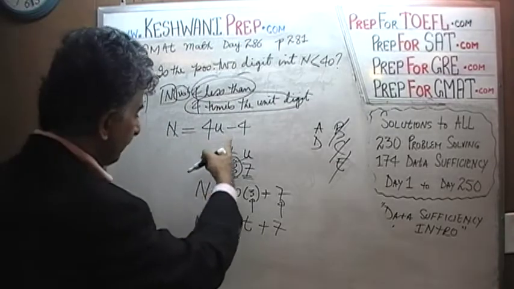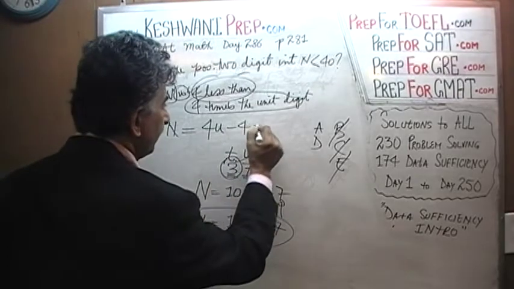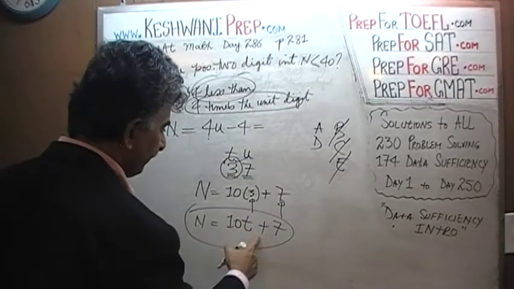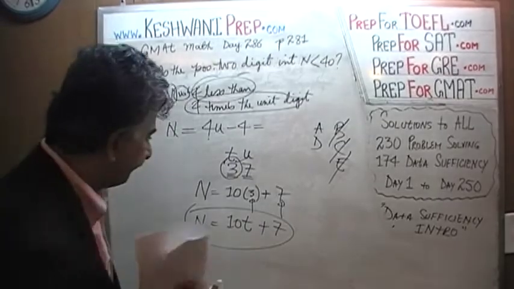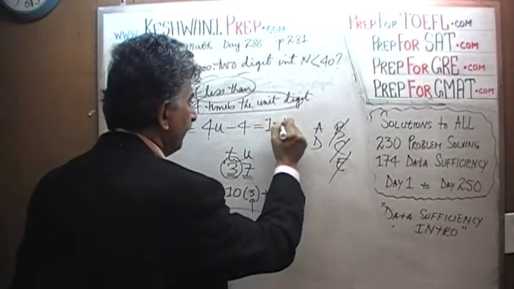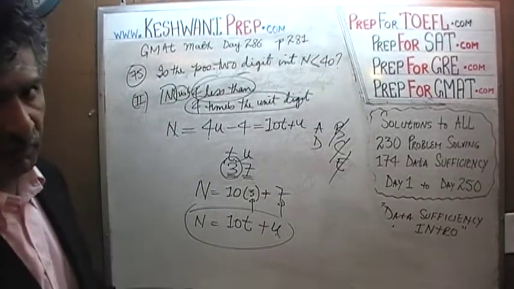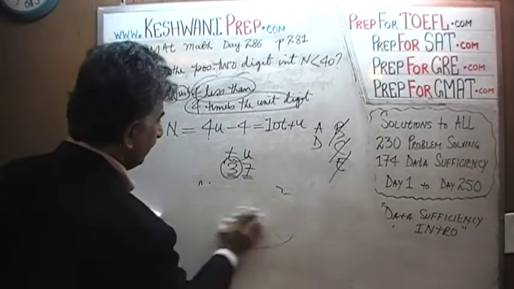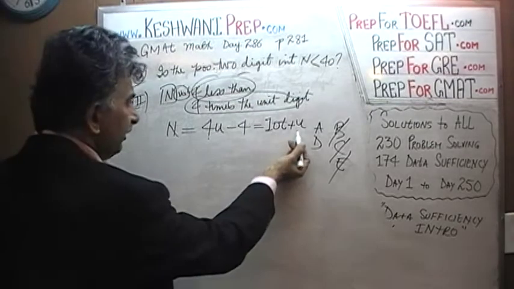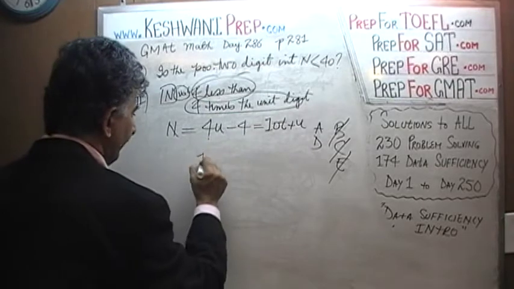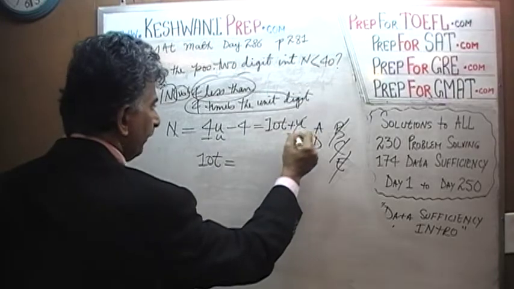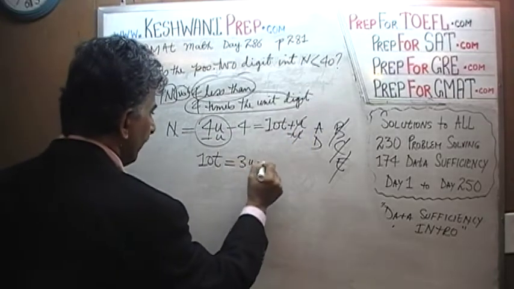We have to equate this quantity to this quantity right here. N equals 10t plus u. Here it will be u, not 7, the unit digit. Keep listening, okay? Because it does get a little prickly. This is the most important step. Otherwise you're not going to get anywhere. Let's bring u to this side. If we subtract u from both sides, we'll end up with 10t equals 3u minus 4.